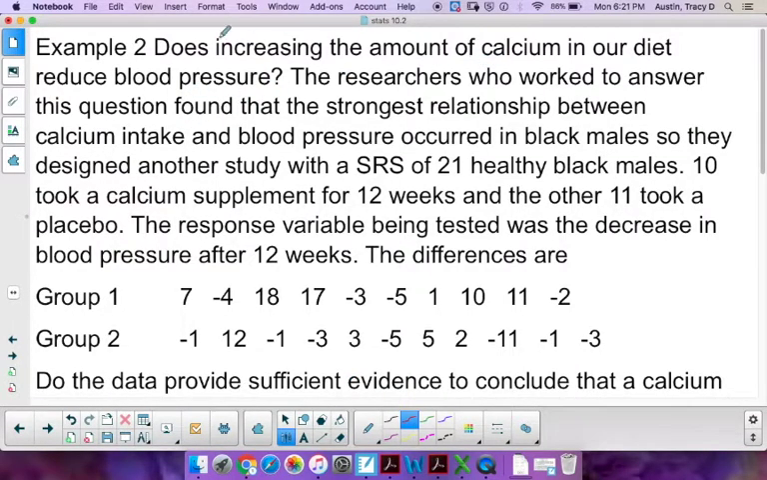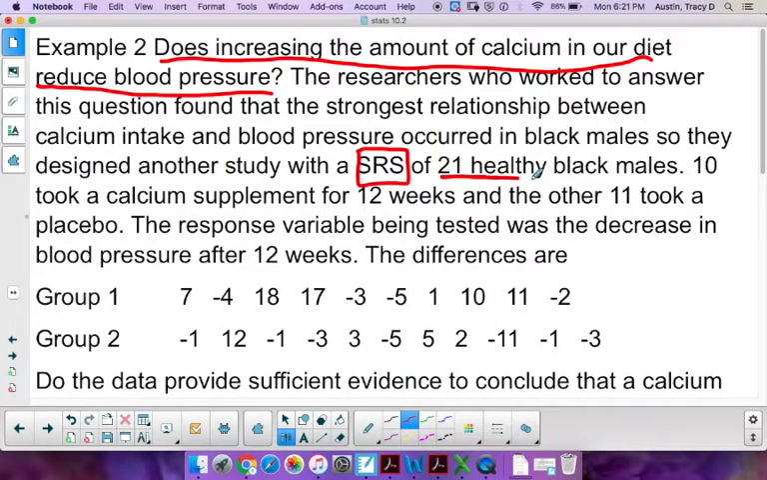Okay, so does increasing the amount of calcium in our diet reduce blood pressure? Well, right there, something kind of important, because that might be something you could put in your conclusion. Okay, so the researchers, because that's what you're trying to prove, the researchers who worked to answer this question found that the strongest relationship between calcium intake and blood pressure occurred in black males, so they designed another study with an SRS. That takes care of our random, right? And 21 healthy black males, that's going to be part of our independence check. Okay, and then 10 took a calcium supplement, so that is our treatment group, and 11 took a placebo, so that is our control group.